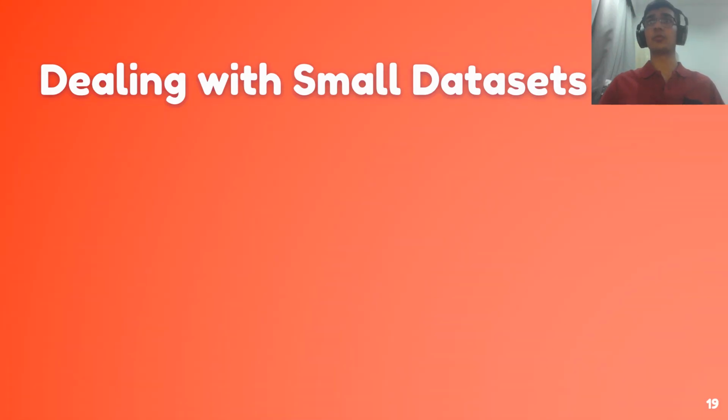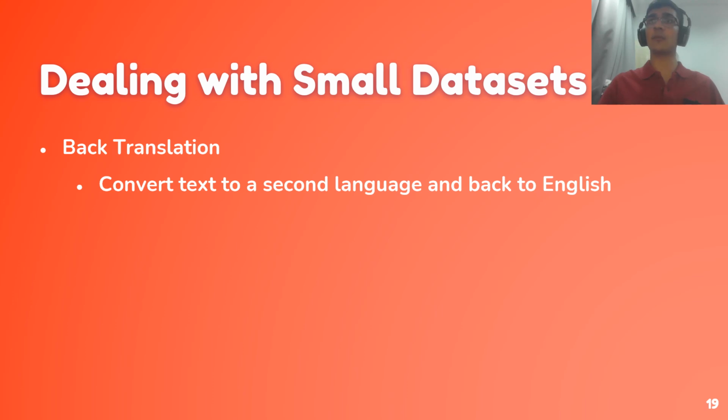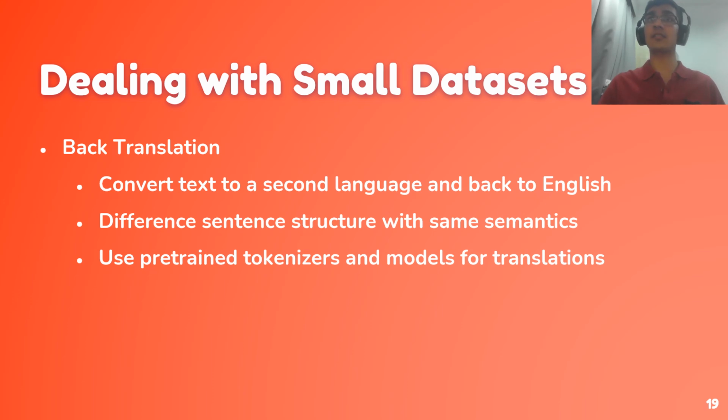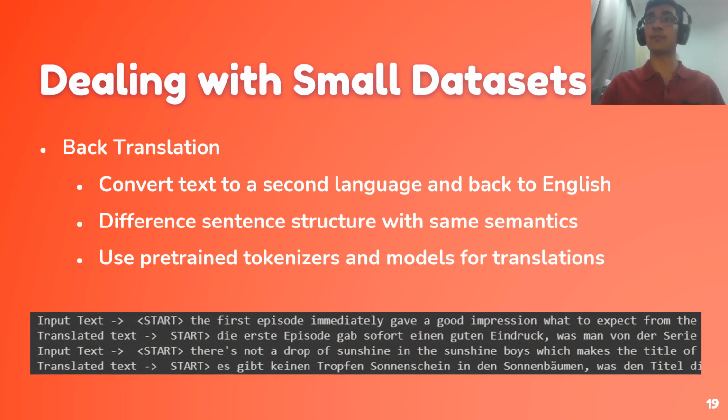Let's have a look at the issue of dealing with small datasets. The first approach that we have considered is called back translation. In this technique, we convert a sentence from English to a second language and then back to English. In this way, we can have a sentence with a slightly different structure, but with the same meaning. For our use case, we use the pre-trained tokenizers and model from the Transformers library and have converted the English reviews in the IMDb dataset to German, as you can see in the image below. These German sentences were then translated back to English and added to our training samples.